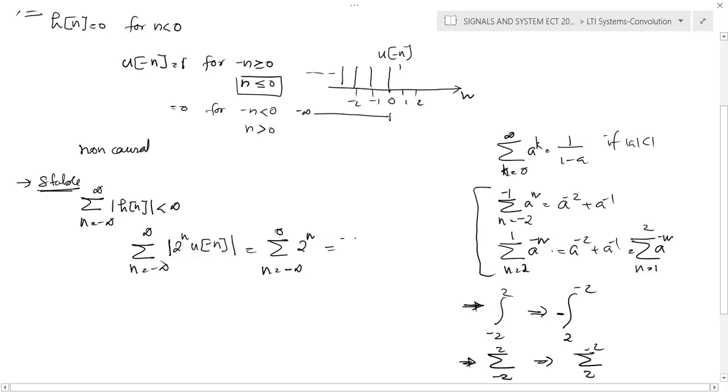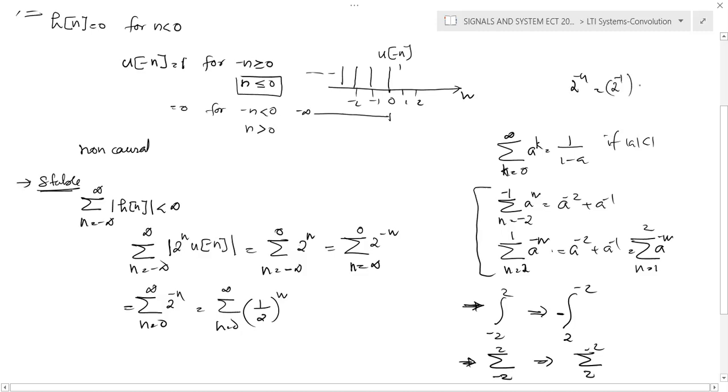So you can change the sign. Okay, now you can see that it's from n is equal to infinity to 0, 2 raised to minus n. You can change the sign first, then you can change the order. Now it is n is equal to 0 to infinity, 2 raised to minus n. 2 raised to minus n means you can write n is equal to 0 to infinity, it's 1 by 2 the whole raised to n, because 2 raised to minus n can be written as 2 raised to minus 1 the whole raised to n.